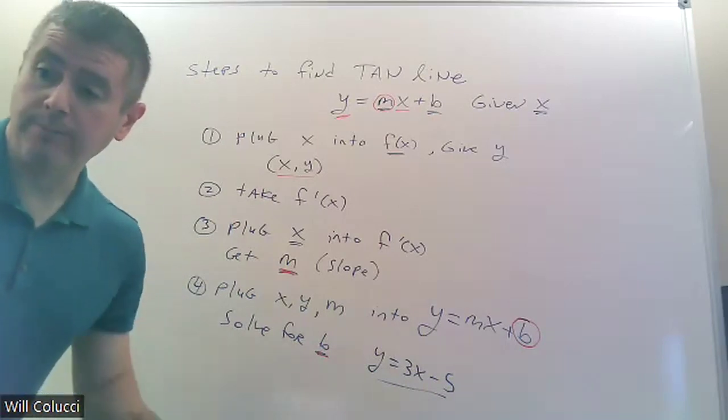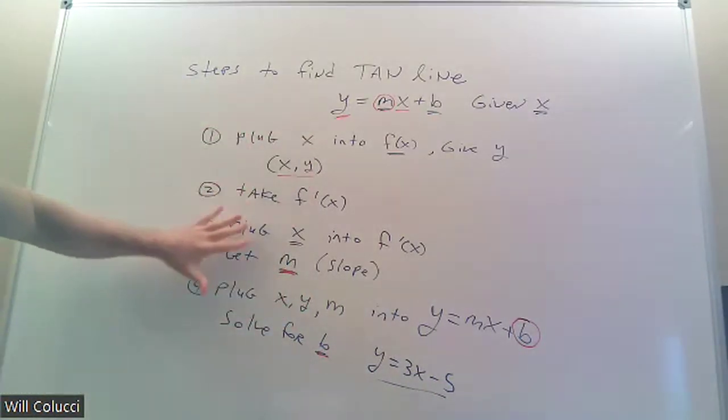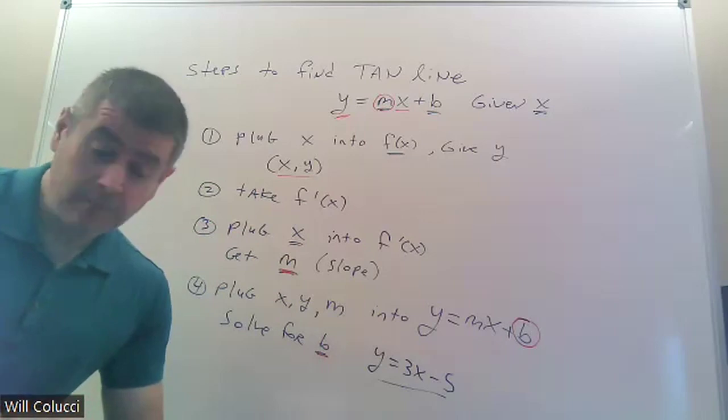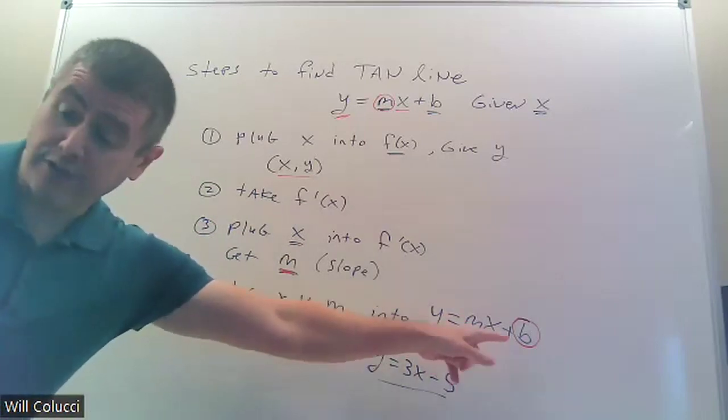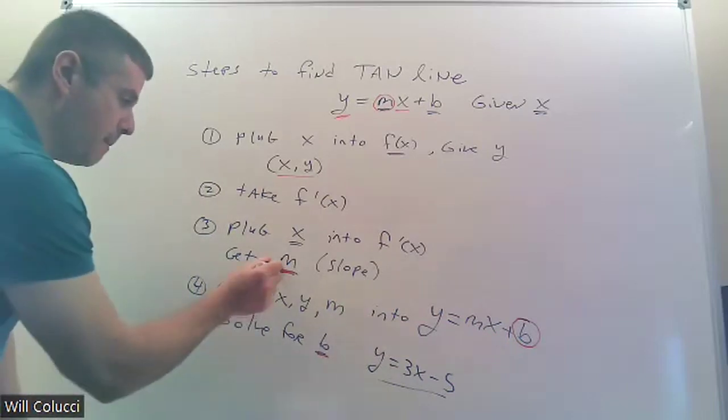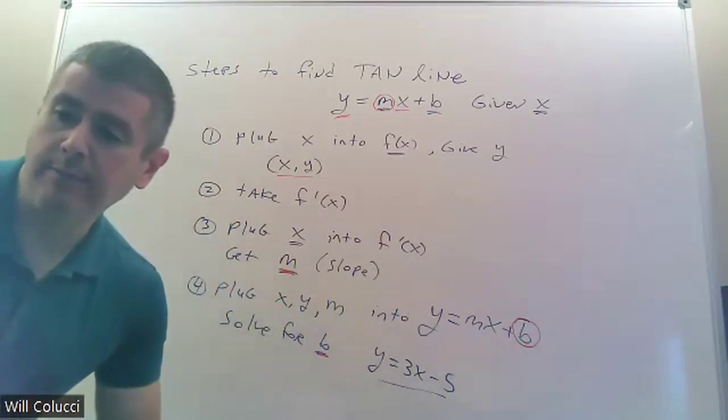So I'm going to work an example all the way through, but it's always these steps. Always the same thing. You need a point that the line goes through. You need the slope of that line. And you need the y-intercept, the b of that line. Once you have those two pieces, really, the m and the b, you know the line.